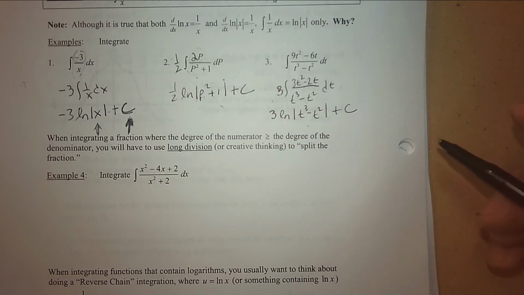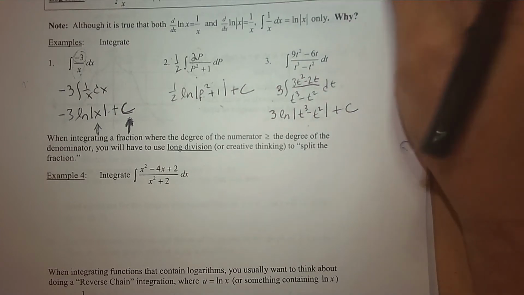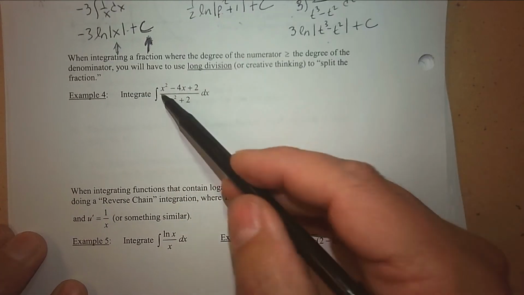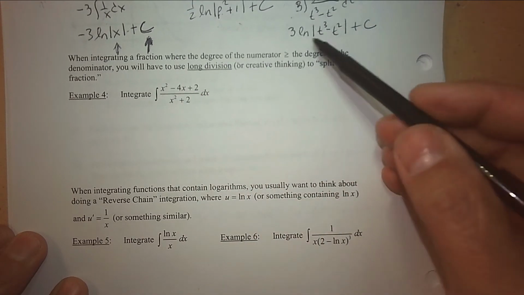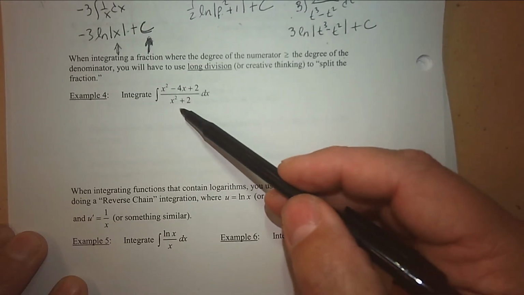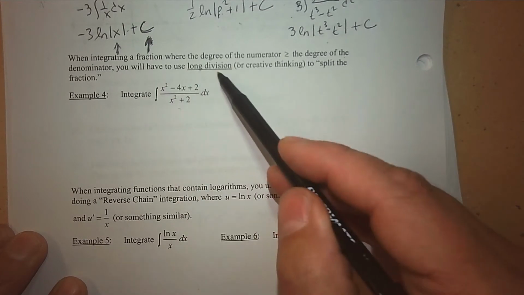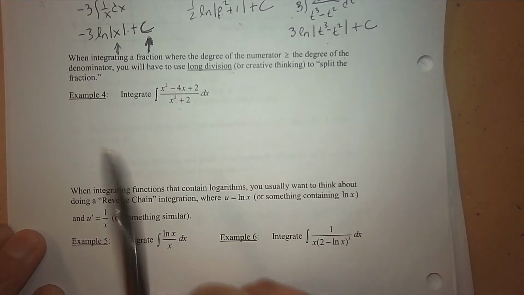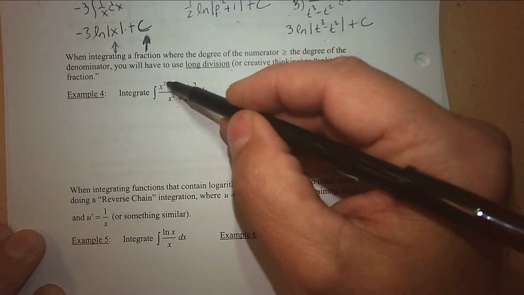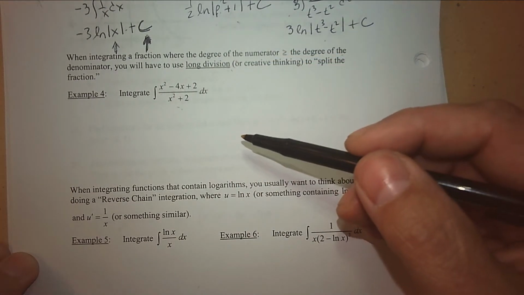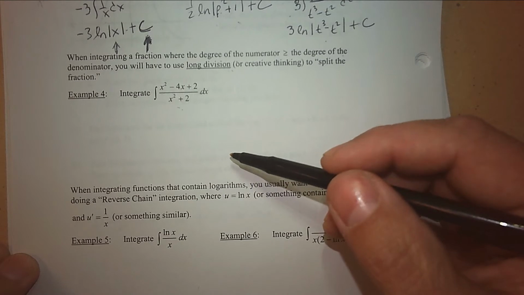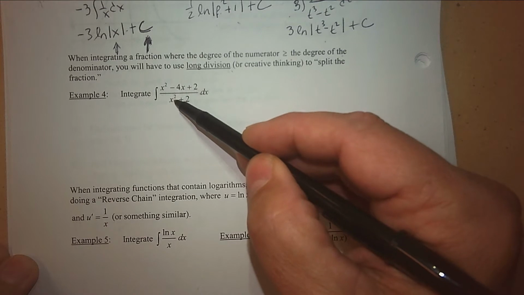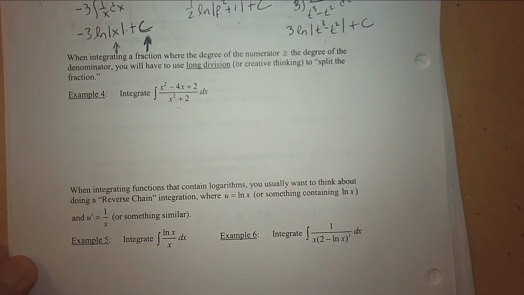Are we okay? We got practice. But we good? Okay, let's keep going. It says when integrating a fraction where the degree of the numerator is bigger than the degree of the denominator, or the same, you will have to use your friend, long division, to split the fraction. So, when you look at this fraction, what's the indicator that I have to use algebra before I can integrate? It's the degree. What's the power and the power? Are they the same? Is there more power on top? Then you have to divide.